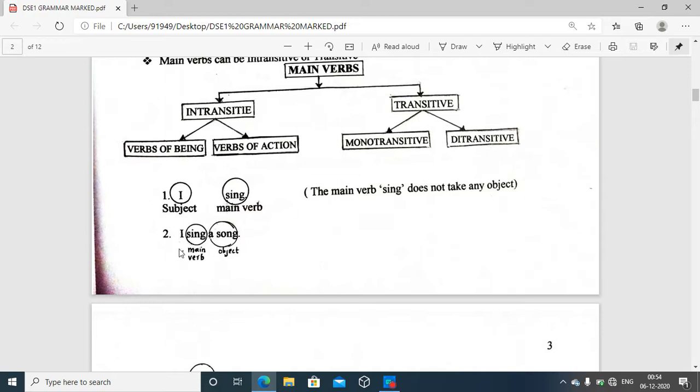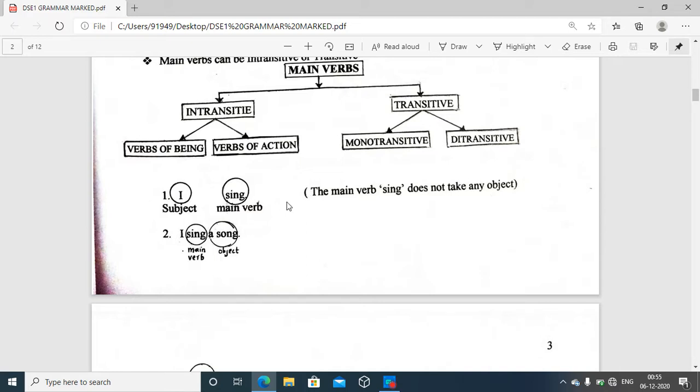Very simple. So, I sing a song and a lullaby. Then two objects. Here the same main verb, if you have one more object, becomes ditransitive. If you have only one object, it becomes monotransitive. If the same main verb does not take any objects, still it completes the sentence. It is just intransitive without any object.